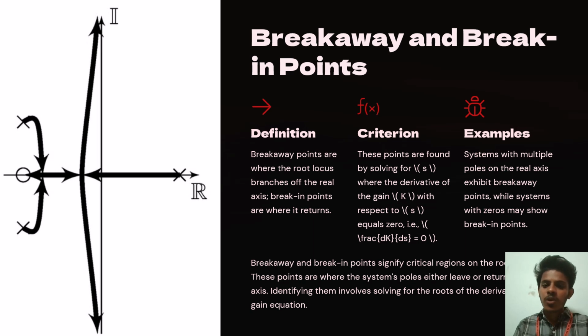Breakaway and break-in points. Breakaway points are where the root locus branches off the real axis. Break-in points are where it returns. Criterion: these points are found by solving for where the derivative of the gain k with respect to s equals 0. Example: systems with multiple poles on the axis exhibit breakaway points, while systems with zeros exhibit break-in points. These points signify critical regions where the system poles either leave or arrive on the axis.